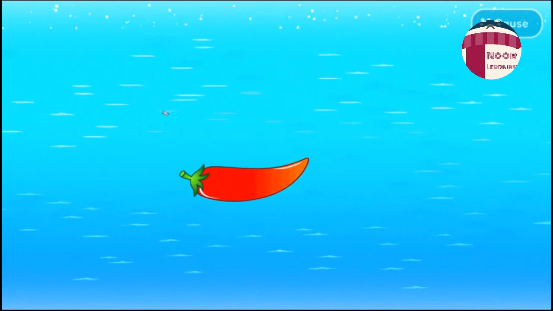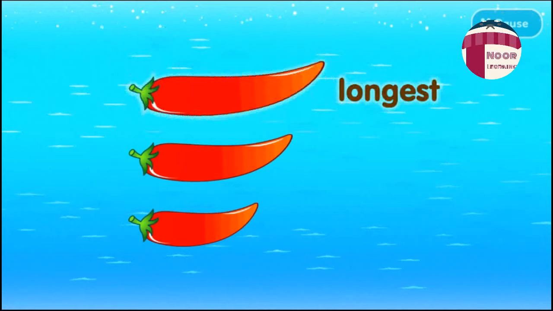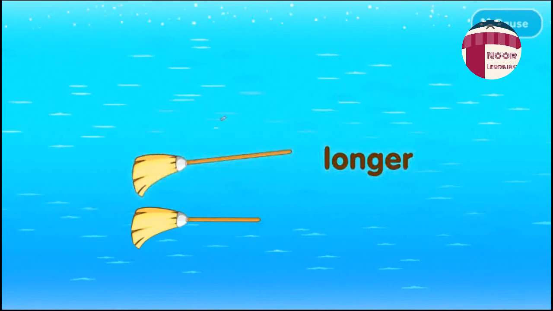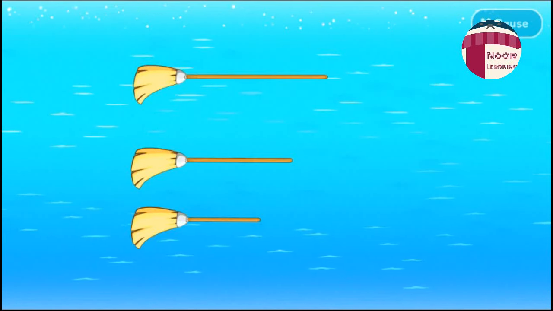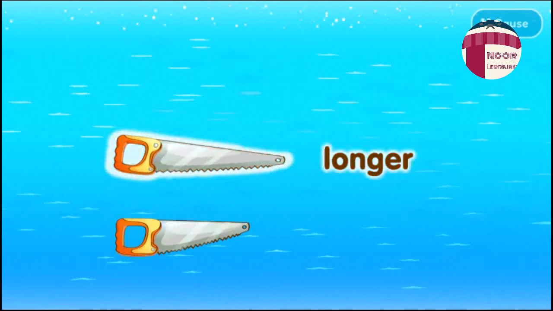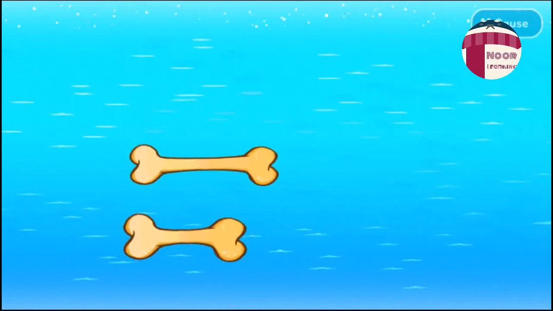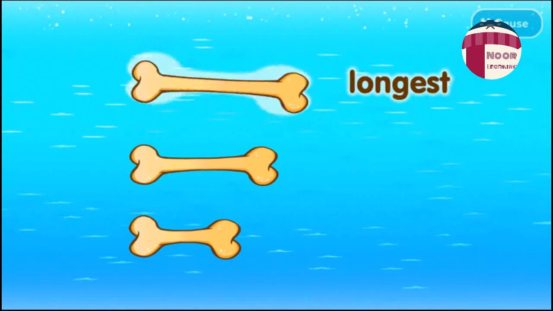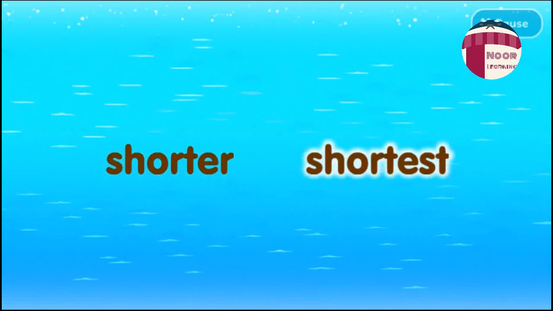This is a chili. This chili is longer. This chili is the longest. This is a broom. This broom is longer. This broom is the longest. Longer. Longest. Next, we learn about shorter and shortest.